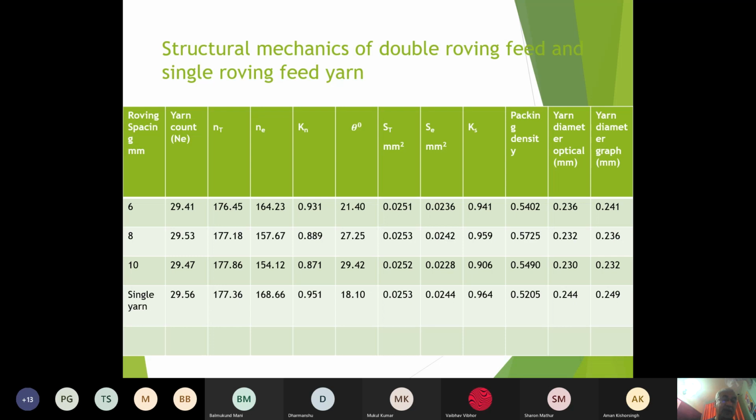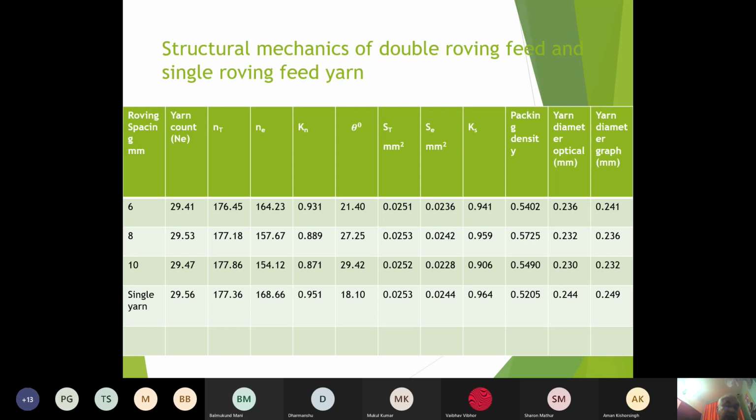So here we have also made a single yarn, which is nothing but feeding one roving, and in these three cases we are feeding two parallel rovings and making the yarn. Now once we are feeding two rovings, definitely the issue will be what should be the distance between the two rovings which I am feeding.